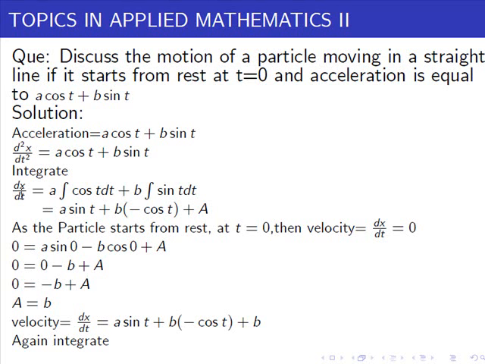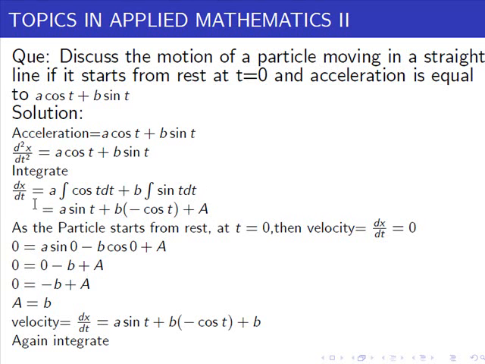Integration of the left hand side gives us dx over dt is equal to a integral of cos t dt plus b integral of sin t dt. The integral of cos t is sin t and the integral of sin t is minus cos t, plus A the constant of integration. Now this dx over dt is velocity.